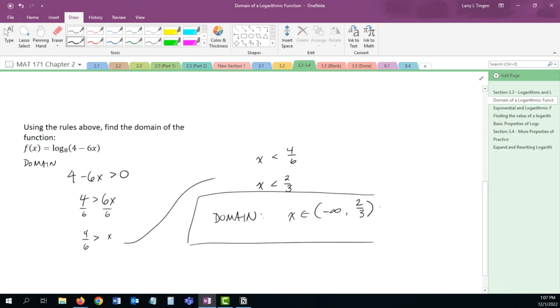Right? And if you get one of these problems and it has a variable in the denominator, or a variable under an even root, you have to take all those old rules into account as well when you're finding the domain.